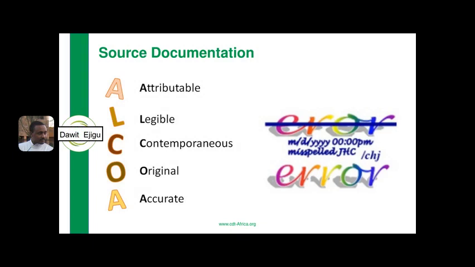Basically, source documentation will be practiced well if we are following good documentation practice. And in good documentation practice, the ALCOA principles have to be followed. ALCOA is an acronym which stands for: A stands for attributable, L stands for legible, C stands for contemporaneous, O stands for original, and A stands for accurate. In the subsequent slides, we'll look at each characteristic individually.